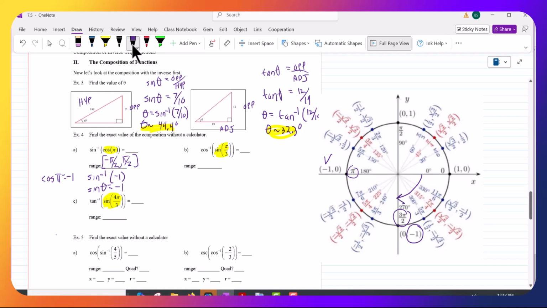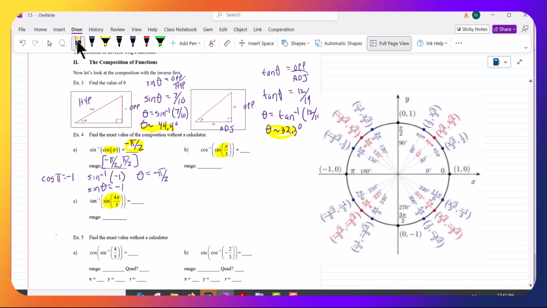So the answer to the problem would be theta is equal to -pi/2. So you have to make sure that you're in that specified range of an inverse sine. So that's how you work that out. Okay, and I'll show you how to check this on a calculator here in just a minute.